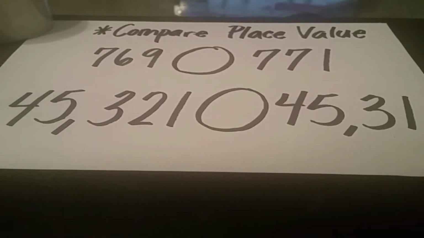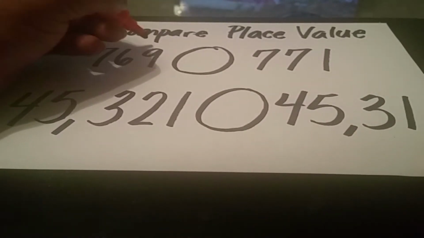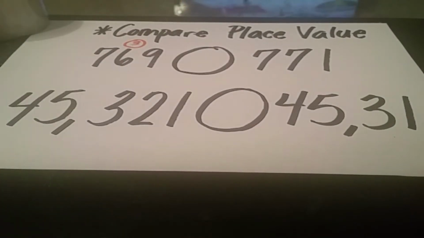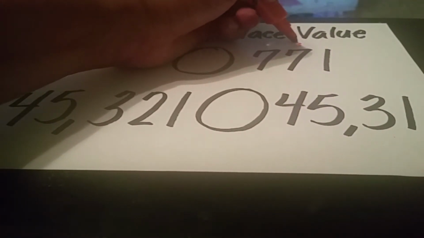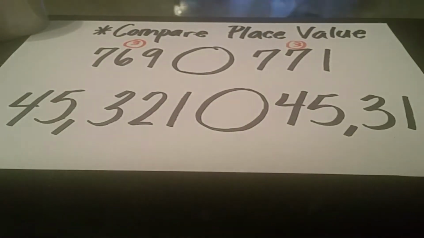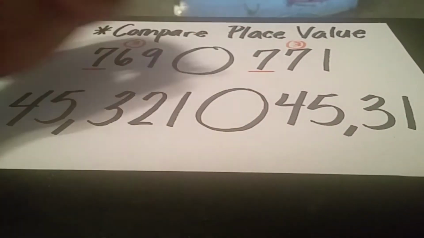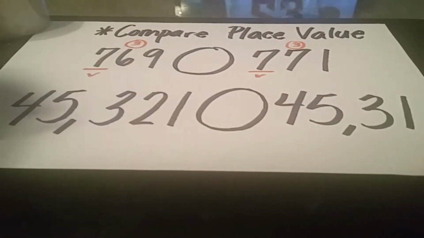So again, let's do what we will first do. We'll count our digits. We have 1, 2, 3. So I'm going to put my 3 up here, circle it. Then I'm going to go over here. I have 1, 2, 3. 3 digits. So both of these numbers have the same amount of digits. Now I have to go place value by place value. So I'm going to start with the 7. There's a 7 here. There's a 7 there. So these two numbers check off.